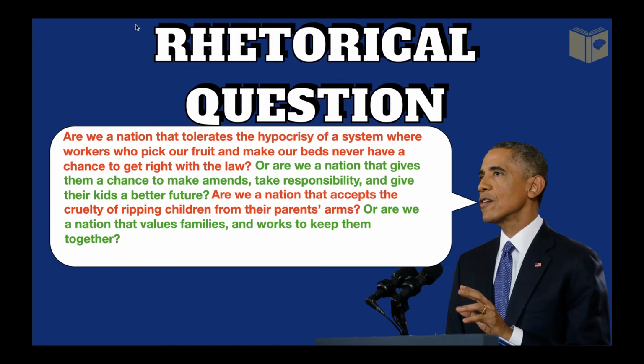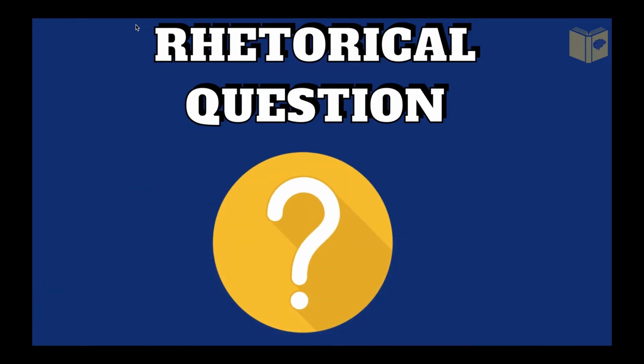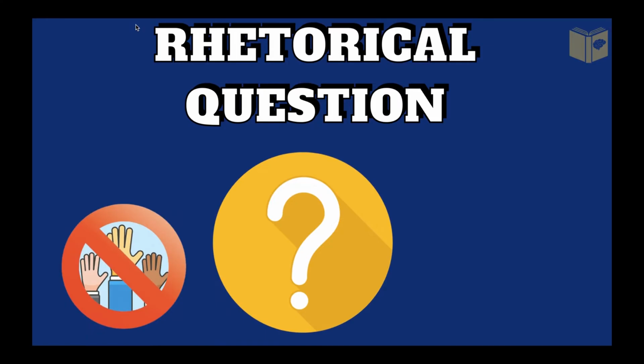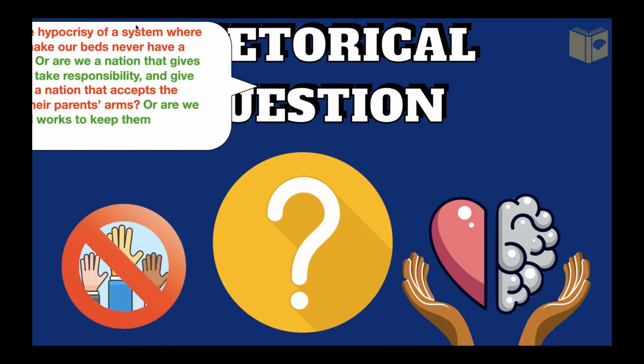Barack Obama uses a type of device known as a rhetorical question. A rhetorical question is a question which does not need an answer. Instead, the answer should be clear or implied, and so a rhetorical question can be used to control the thoughts and feelings of an audience.